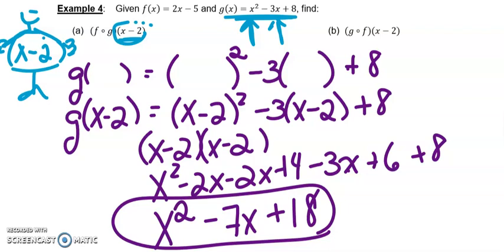Now, guess what time it is? It's your turn. You're going to do B. I'm going to work on getting a better sound for when you're working. And your answer is, ta-da, 4x squared minus 24x plus 89.